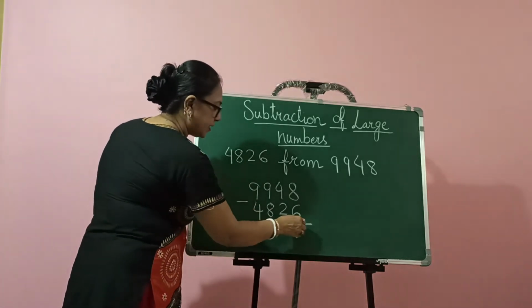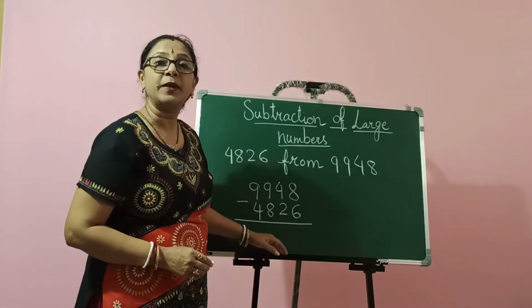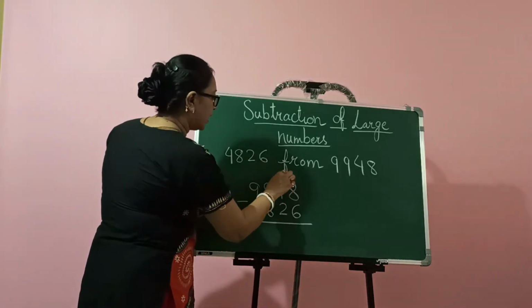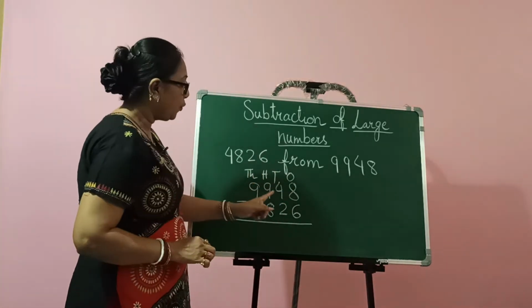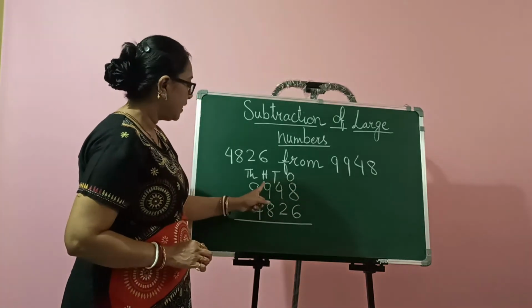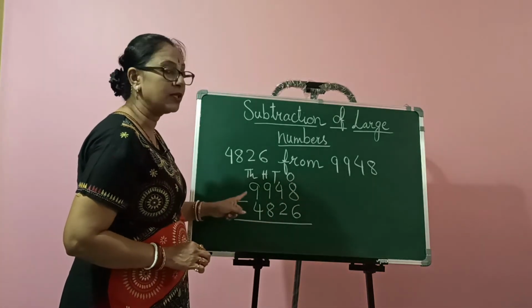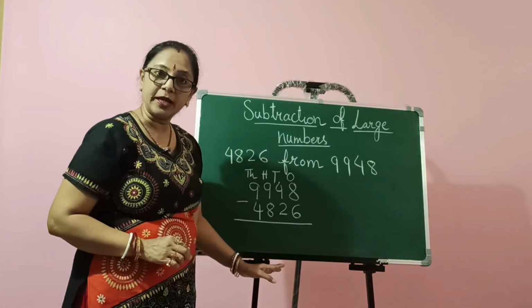Put the subtraction sign. Now, one more thing that is very important is to write the place values on the top. Ones, tens, hundreds and thousands. We write ones below ones, tens below tens, hundreds below hundreds, thousands below thousands. The number has to be arranged properly.